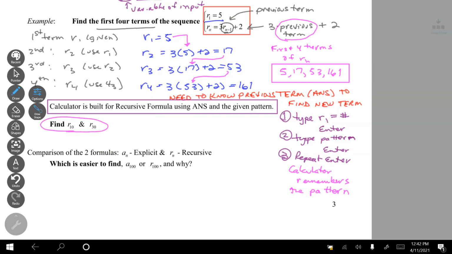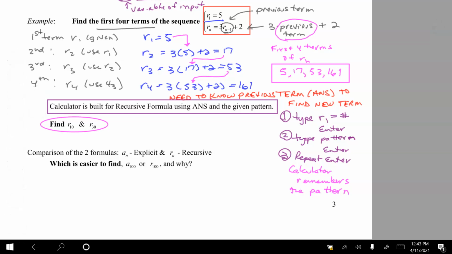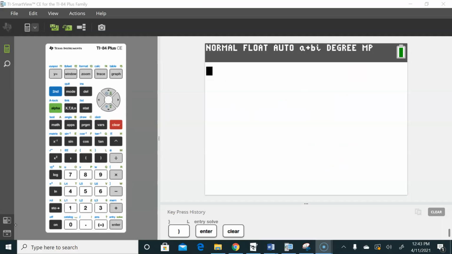So on my calculator, I'm going to figure out how to do these two things, R sub 10 and R sub 30. Well, technically to get R sub 10, I have to know all 9 terms before it, and for R sub 30, I have to know all 29 terms in front of it. That's a lot of plugging into the calculator if I did it very much longhand. I'm going to show you how we do this on the calculator by following the guides in purple that I just did.